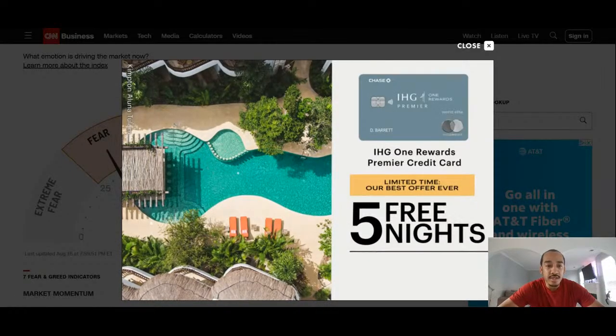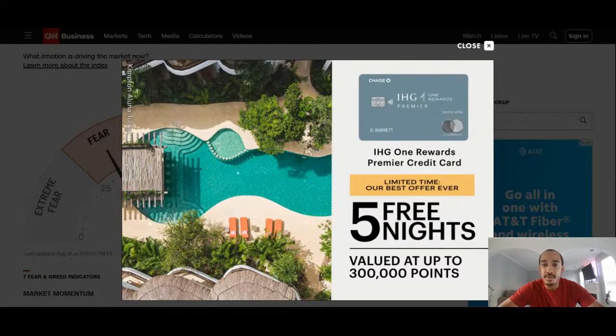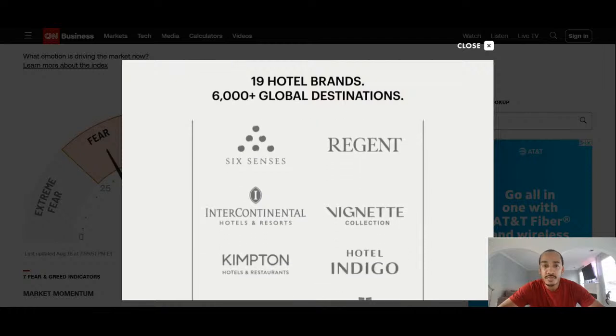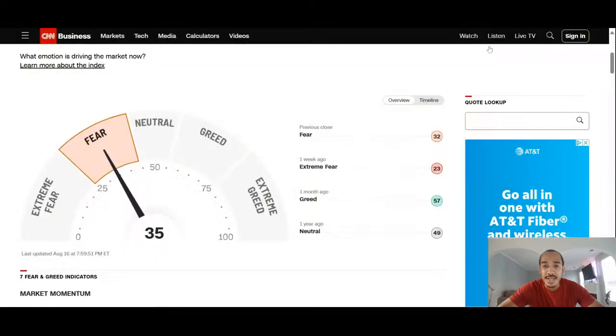So we're gonna look at the fear and greed index first. Hold on, let me close that out. Close out this advertisement. Somebody trying to make money. I ain't hating on it.